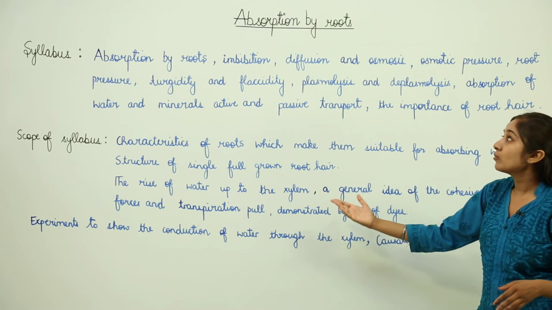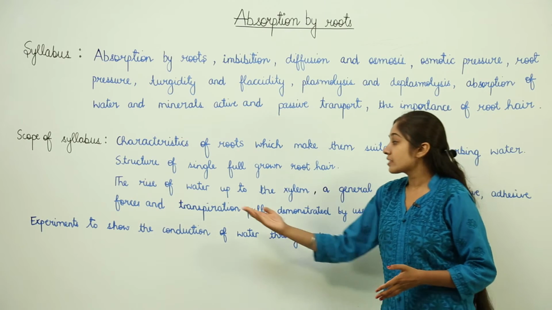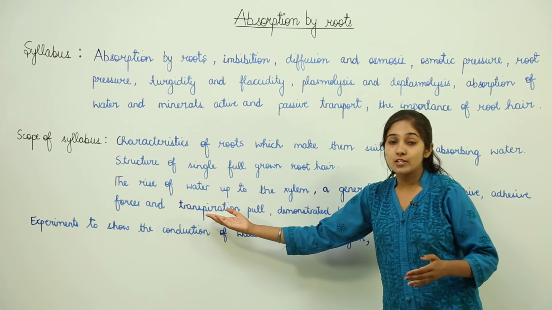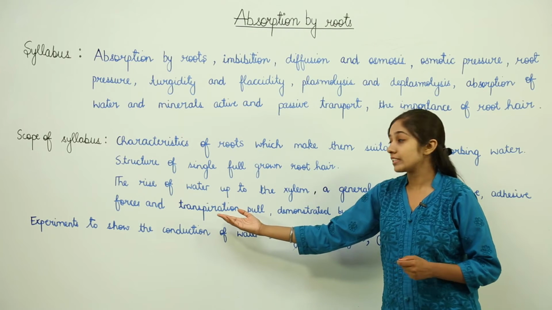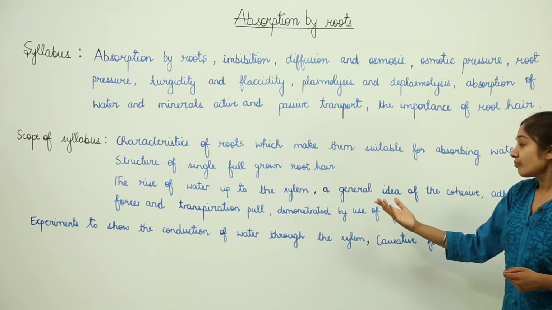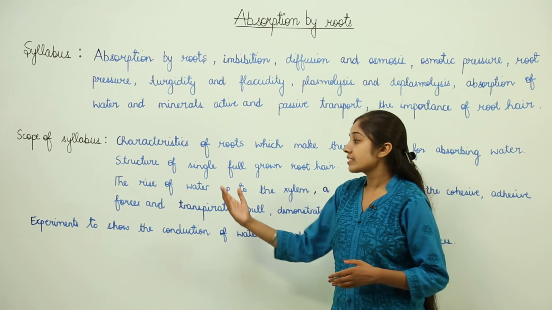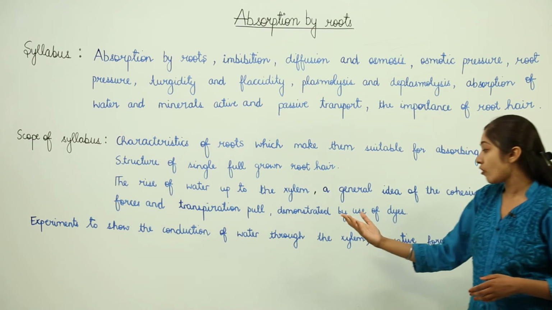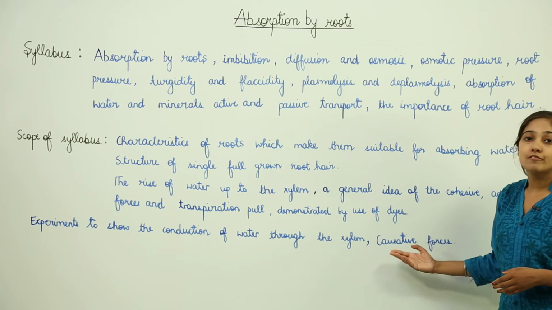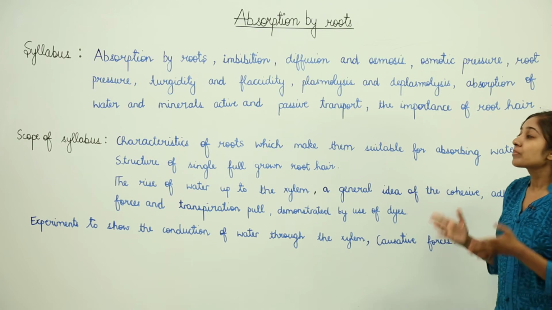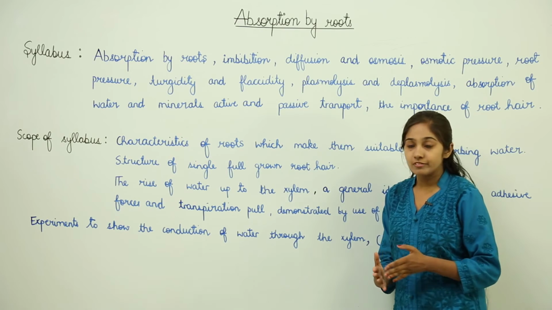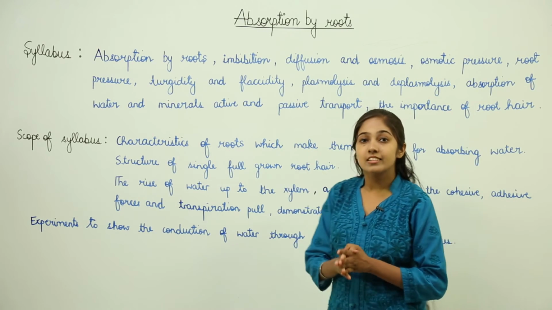And when we talk about the absorption by roots, this factor, that is transpiration, is very important to study, very important to discuss. And we will also demonstrate this by the use of dyes. And we will also discuss certain experiments to show the conduction of water through the xylem and the causative forces, right. So this is what is in your syllabus that we will be discussing in this chapter.